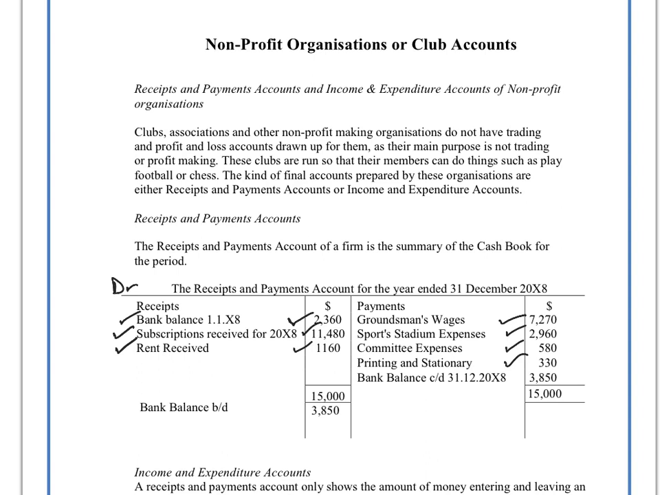And so at the end of the year, we can see that we had 15,000 in, but we spent all this money. So at the end, we are left with 3,850, which in this case would be shown as a debit bank balance at the beginning of next year.